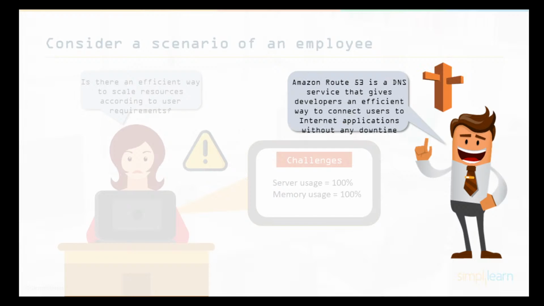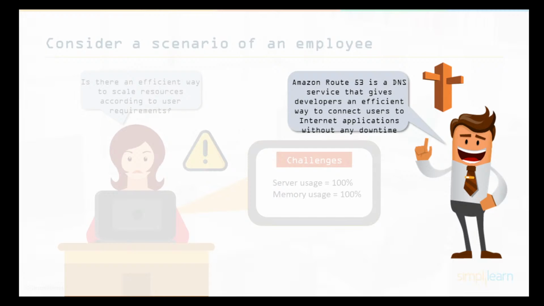Amazon Route 53 is a DNS service, domain name service, and that gives developers an efficient way to connect users to internet applications without any downtime. So Route 53 is basically a DNS management service, and that's the reason it is named Route 53, because the DNS port number is 53. The port number 53 is where the DNS works.